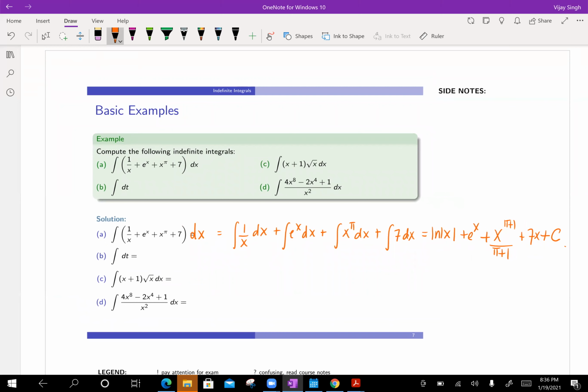Similarly, let's go for the next one. The integration of dt is the integration of 1 dt, and the integration of 1 is t, so t plus c. Again, plus c is important here, right?